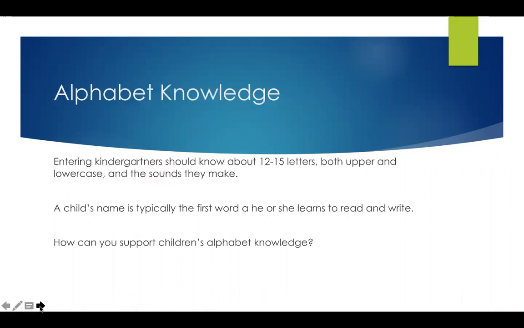Alphabet knowledge: you should know that entering kindergarteners need to have mastered about 12 to 15 letters, both upper and lower case, and the sounds that they make. So that's about half the alphabet.